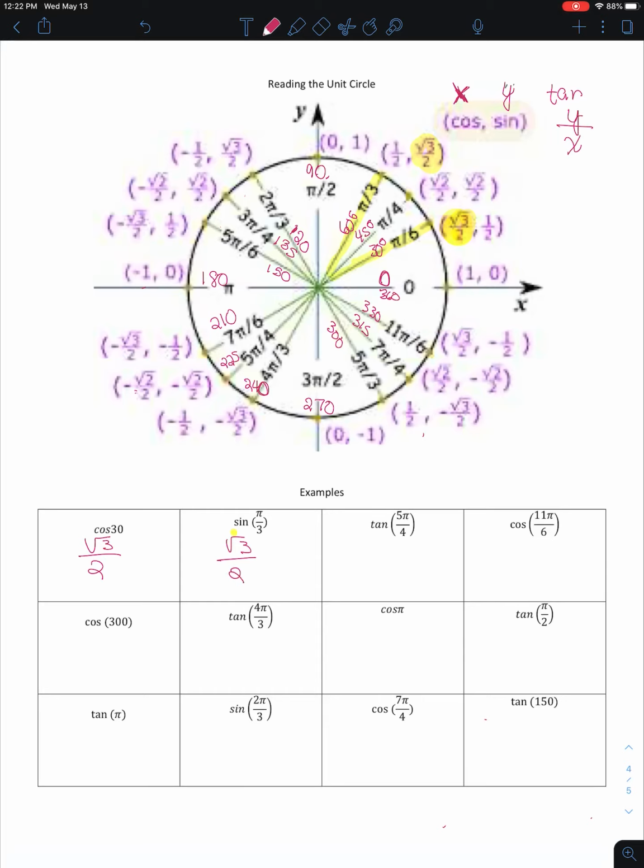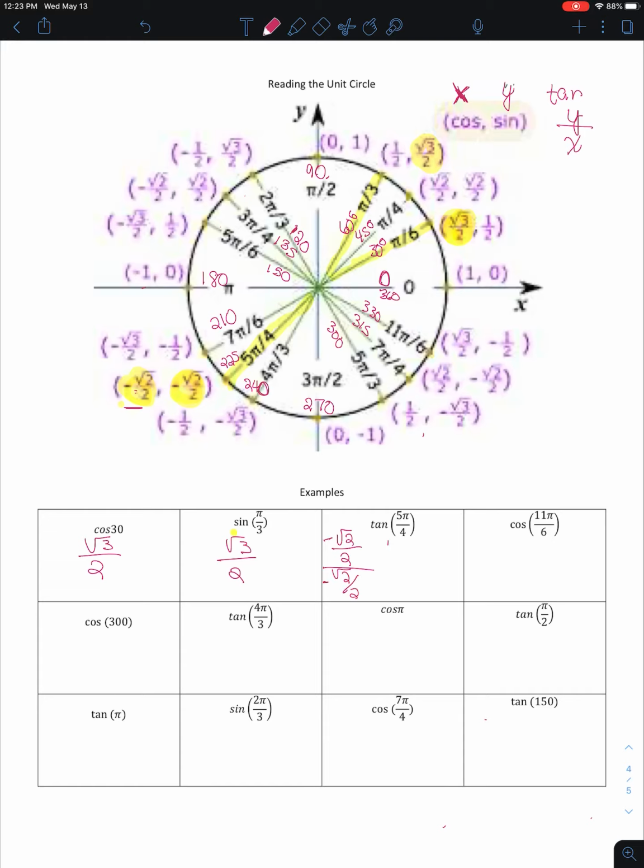Now, tangent's going to be a little bit more pesky to work with because we're going to have to do some mathematics for it. But we still find 5 pi over 4 on the unit circle. It's in the third quadrant. And we notice in the third quadrant, both of our values are negative. So we're going to use both the y and the x. The y value is negative radical 2 over 2. And so is my x value.